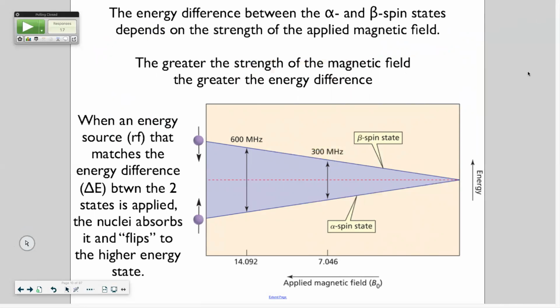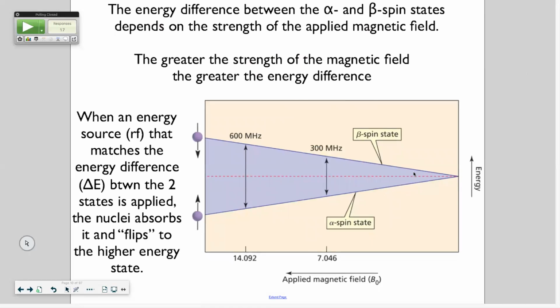Okay, the energy difference between those spin states depends on the strength of the magnetic field. So you'll hear people talk about a 300 megahertz NMR, a 600 megahertz NMR. Guess what we have? Neither. We have a 90 megahertz NMR, but it works pretty darn well. Okay, so we're down here somewhere. We're down there. Okay.